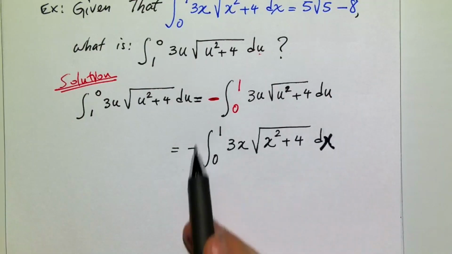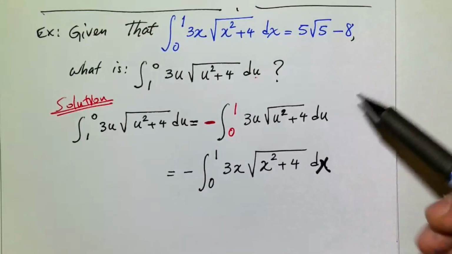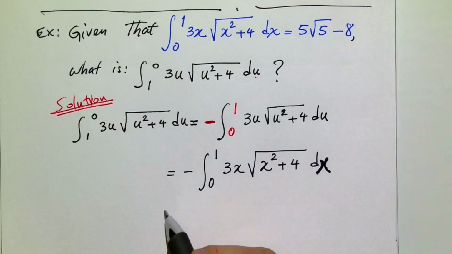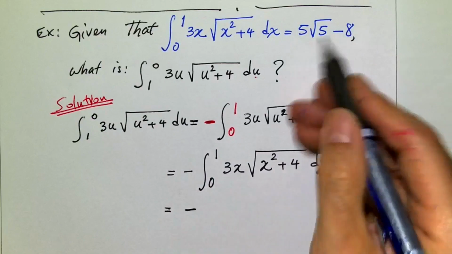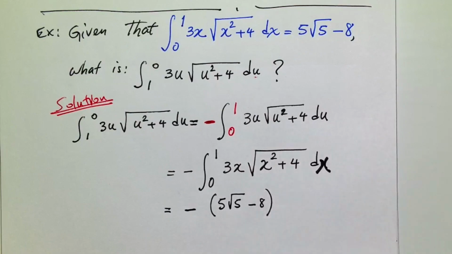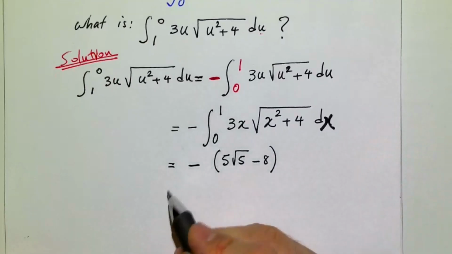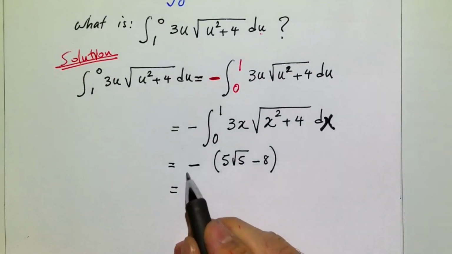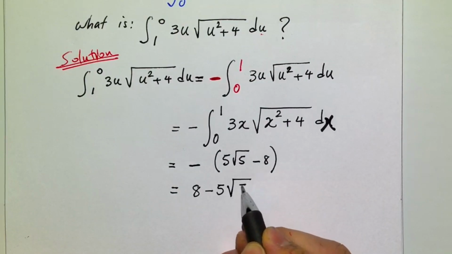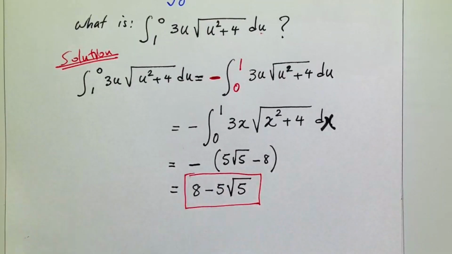Now this whole piece is equal to that. Let me bring this down. So we have minus all of that, 5 square root of 5 minus 8. That's what that is, equals that. So in other words, we finally have, distributing the minus, 8 minus 5 times square root of 5.